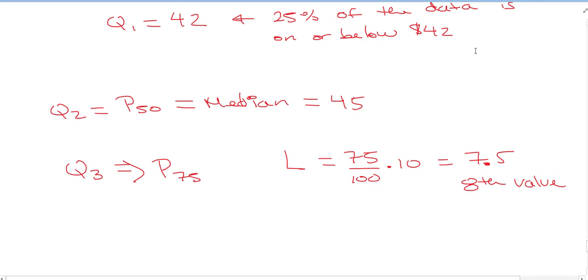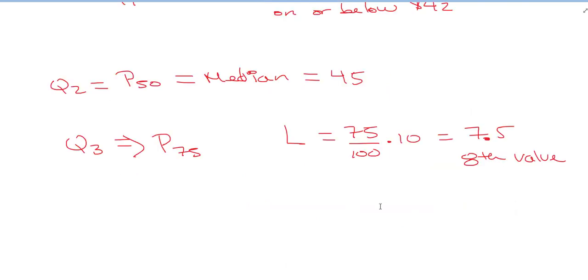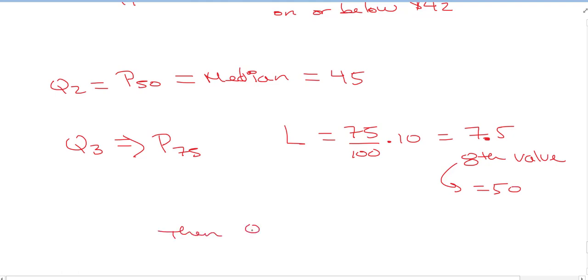So let's go back to our dot plot and see what the eighth value is. Since I have it here, you can see our median calculation was 45. So the eighth value, so 1, 2, 3, 4, 5, 6, 7, 8. So 50 will be our third quartile. So I can say the eighth value of our data is equal to 50. Therefore, Q3 is 50. So that means that 75% of the data falls below $50. So that's what our quartiles mean.